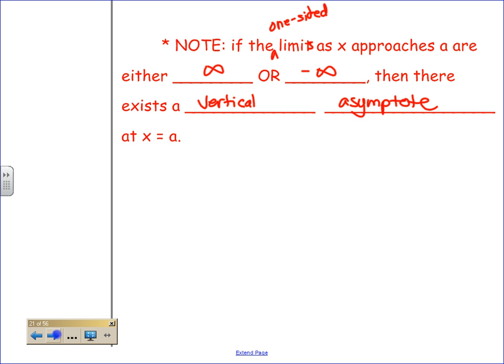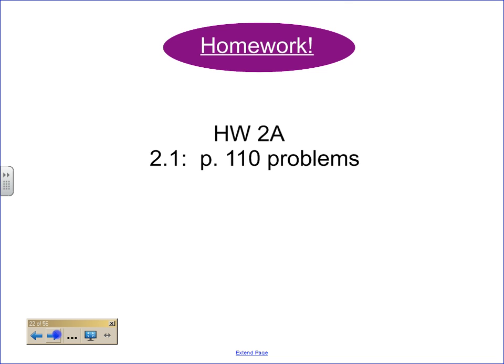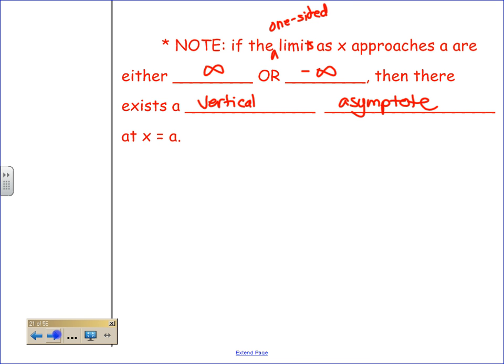The one-sided limit as x approaches a is either negative or positive infinity. There exists a vertical asymptote at x equals a, and technically that's the definition of a vertical asymptote.